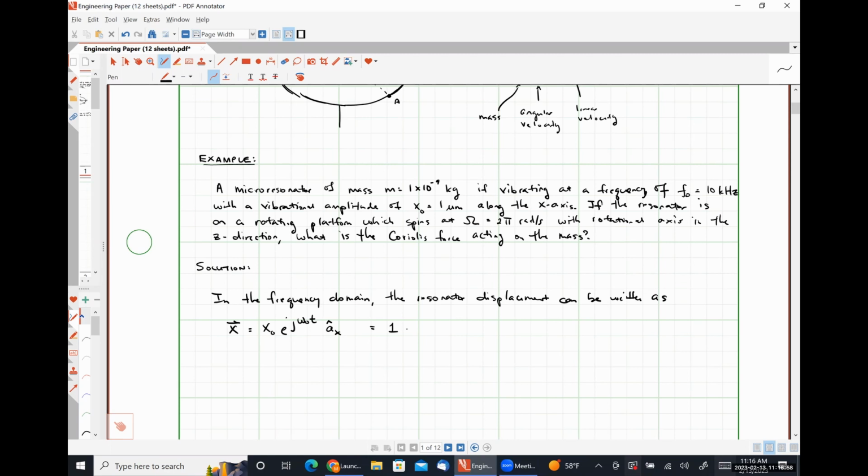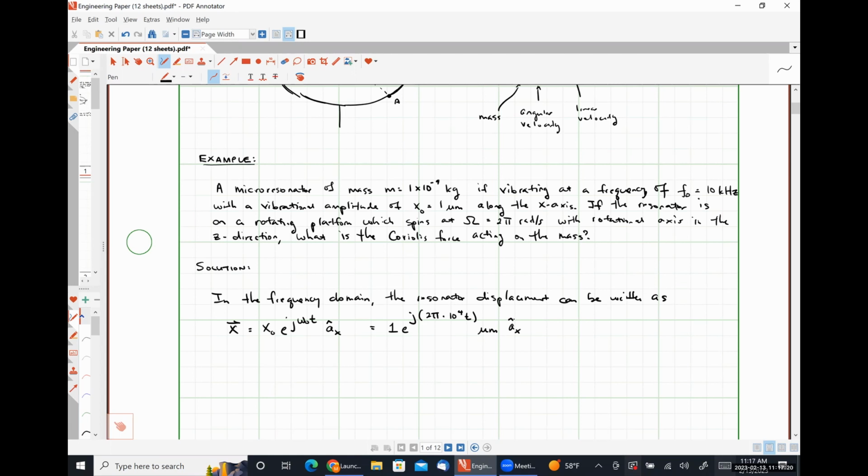we'd have 1 e to the j, 2 pi times 10 kilohertz is going to look like 2 pi times 10 to the 4 multiplied by t, microns of displacement in the x direction.